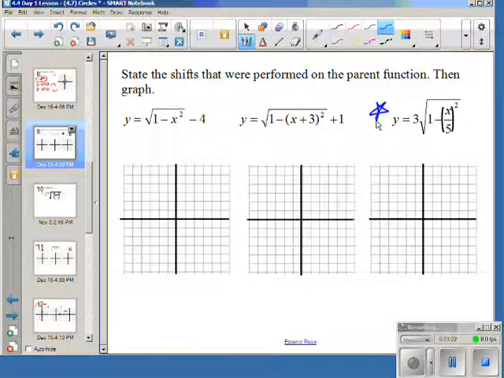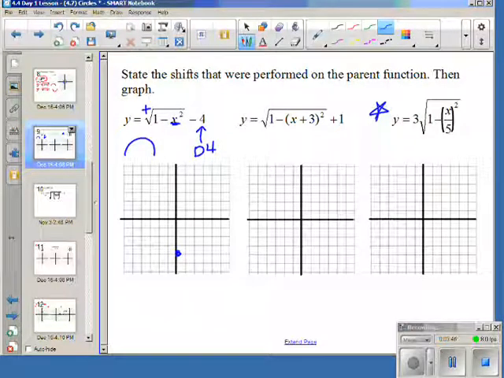So the first one, this 1 minus x squared, the x has nothing next to it. So that means it didn't go right or left at all. The 4 outside means it went down 4. So I'm going to go down 1, 2, 3, 4. Now what's tricky about the circle is that's not really a point that you would graph. Notice that it's just the positive part. So I'm just going to have that upper half. I don't have the negative, the bottom half.